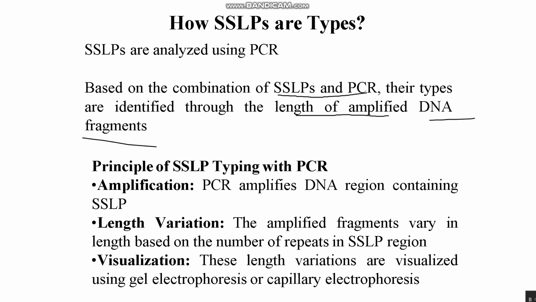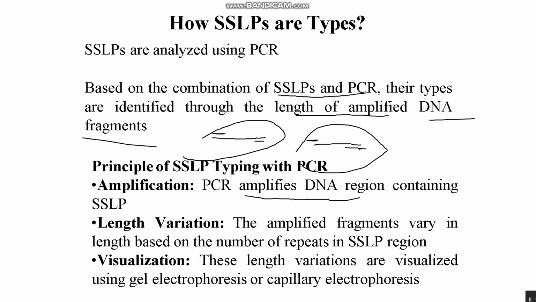For example, we have this type of DNA in which the repeats are present. We actually design the primers for them, the forward primer and the reverse primer, and we amplify these sites. PCR amplifies the DNA region containing the SSLP and the length variation. The amplified fragments vary in length: this fragment has five repeats and this one has three repeats. It means that there is a variation, and we visualize it using gel electrophoresis.